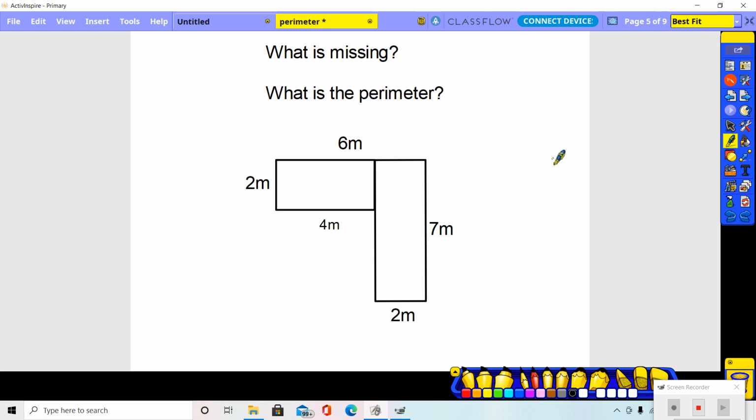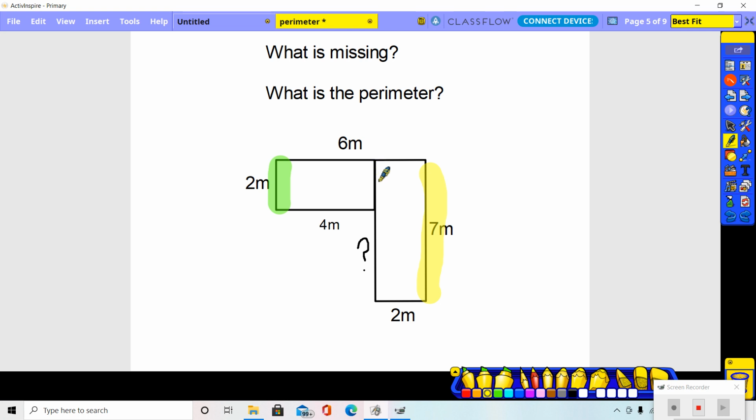The final challenge you may be faced with in perimeter is finding the perimeter of a shape when one of the lengths is missing. On this shape, you can see we have a length here of 6 meters, 7 meters going down, 2 meters going across. This measurement here is currently missing. We then know this measurement is 4 meters, and we have 2 meters up here. So before we can add the measurements to find the perimeter, we first must find out the missing measurement.